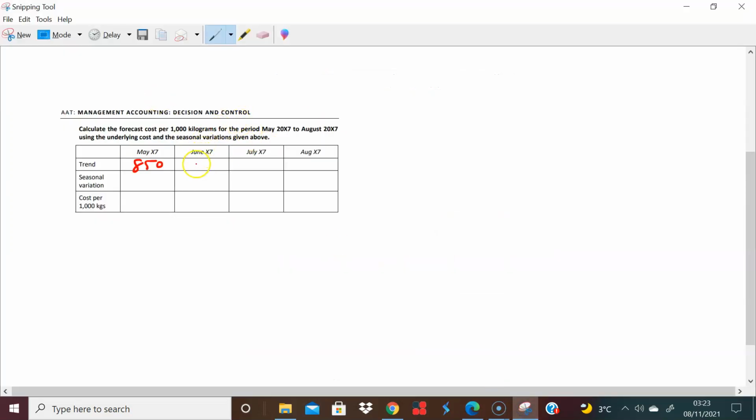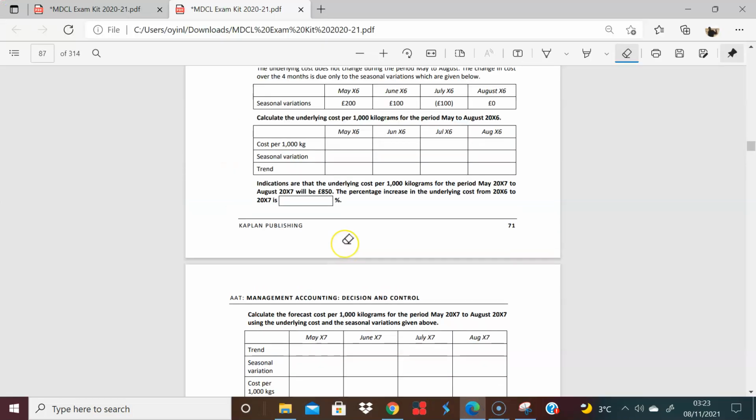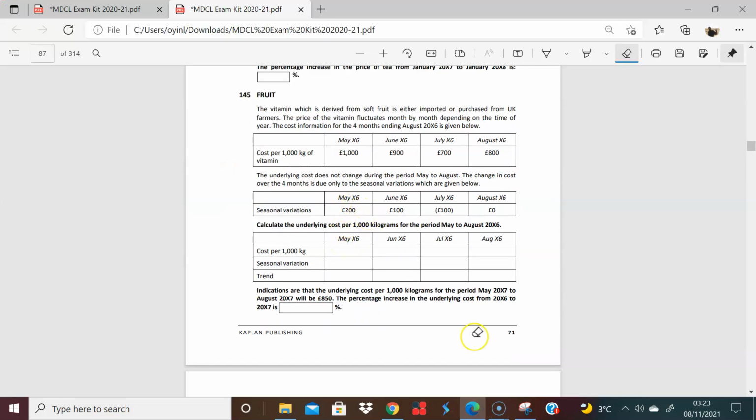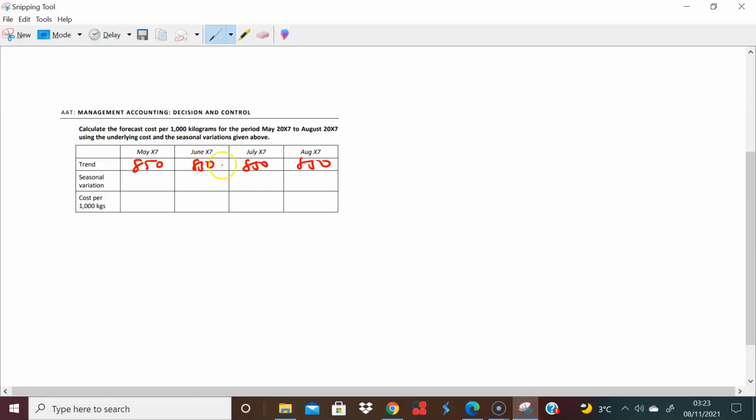So we now go 850, 850, 850, and 850. And it says use the seasonal variations as you had in the other one. So we're going to assume the same seasonal variations, of course, here. So there's going to be an extra demand of 200. There's going to be an extra demand of 100. There's going to be a fall in demand, and then you have 0 here. So you're going to have here 1050. You're going to have 950. You'll have 750, and you'll have 850. And that's how you deal with that. Okay, great stuff. That's that question done.